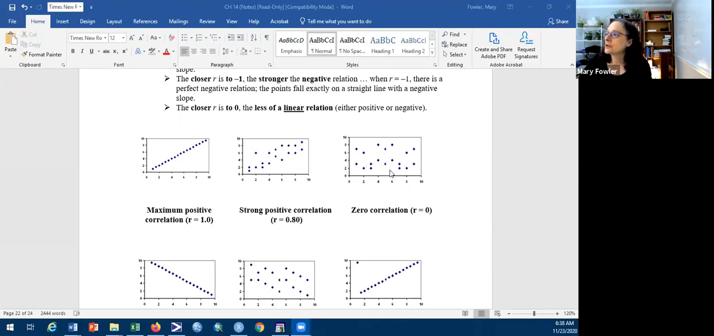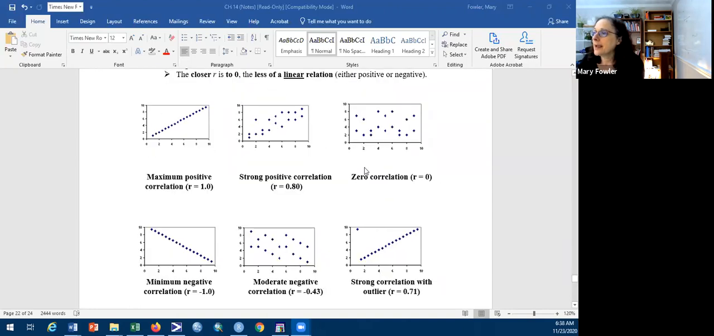The data looks cloud-like. So if it's close to 0, there's less of a relationship, even if it's a little bit positive, a little bit negative, like -0.01 or +0.01. It's still going to be cloud-like and really be interpreted as no linear relationship between the variables.